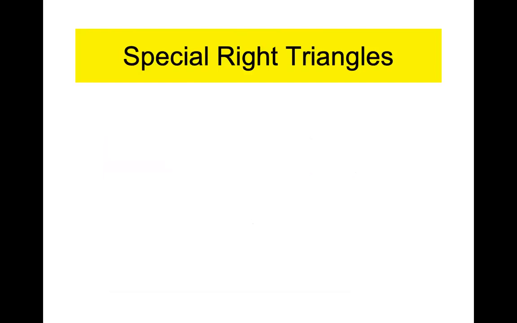All right, so special right triangles, there are only two of them. Obviously, they're right triangles. The first one is called, take a guess.